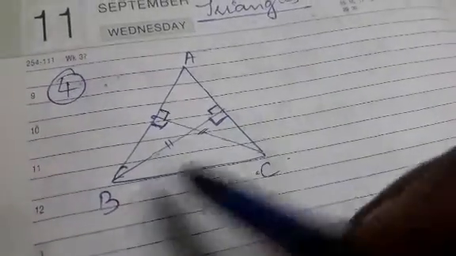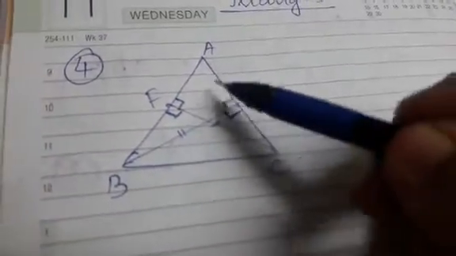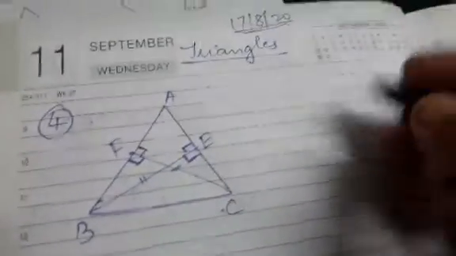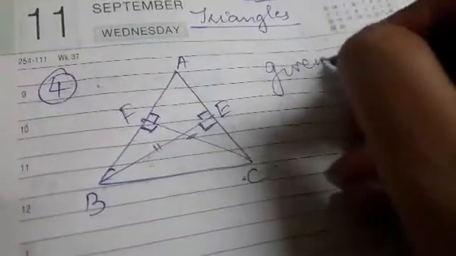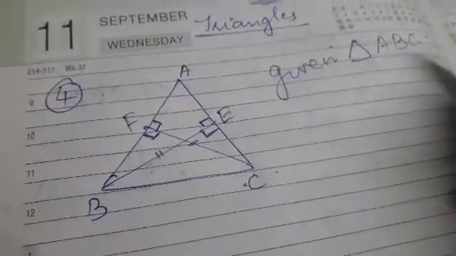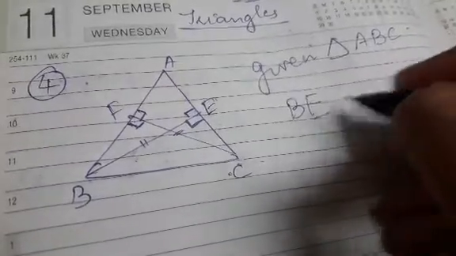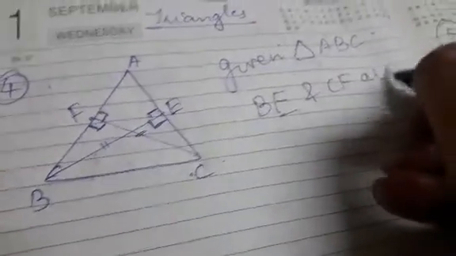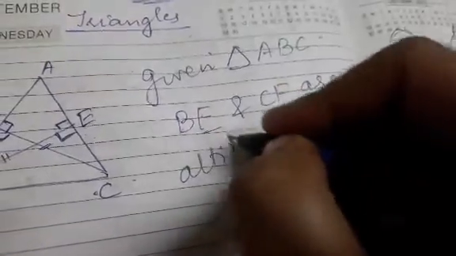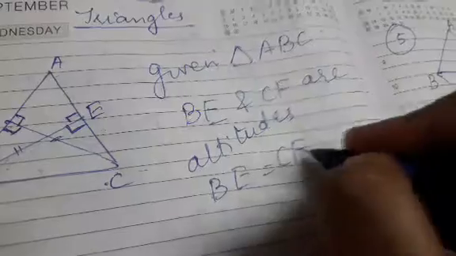ABC is a triangle in which BE and CF are the altitudes. Now these altitudes are equal. You have to prove that the two triangles are congruent. Now we write given: triangle ABC, BE and CF are altitudes, and BE is equal to CF, given.